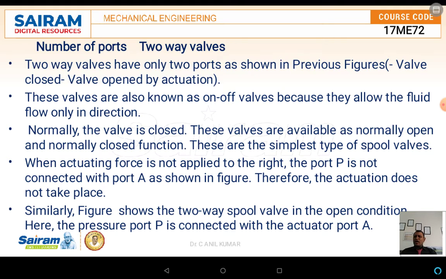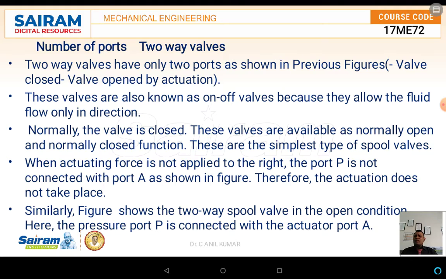The valves are also known as on and off valves because they allow the fluid to flow in only one direction. For that reason only, they are called on and off valves. Normally the valves are in the closed position. The valves are available as normally open and normally closed functions. These are the simplest type of the spool valves.